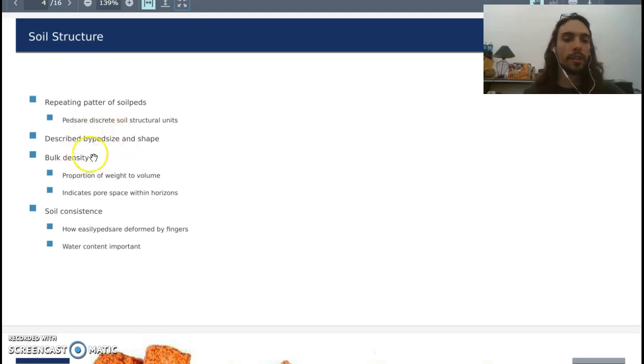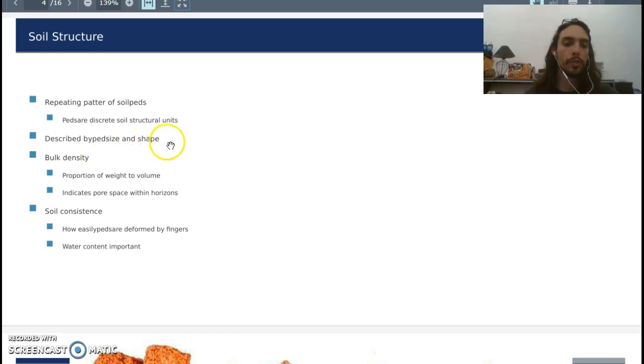The structure is going to be described by the ped size and shape. We talked about this in the rock unit a little bit, how we have siltstone, sandstone, and clay, which is shale. We have all these different things that are described with pore space and soil, and that's going to be that ped structure.